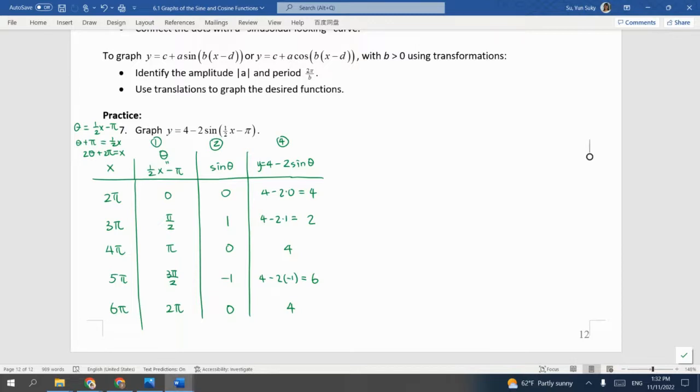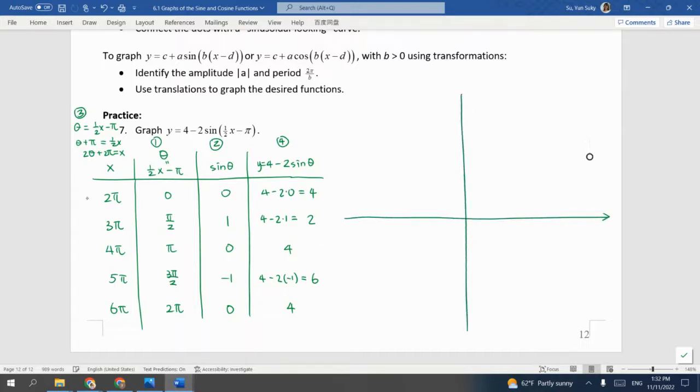Yes. So you draw the table. Step 1, figure out the theta values. Step 2, figure out the sine theta values. Step 3, find the x values. Step 4, find the y values. And then once you have the x values and the y values, you're ready to draw the graph.